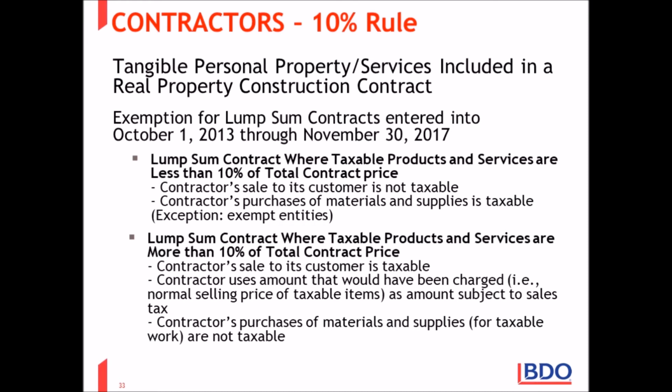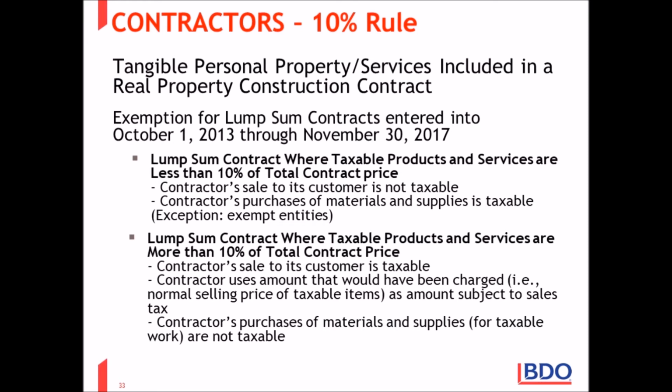Yes, it is. So back in October of 2013, Wisconsin added an exemption involving lump sum contracts that had minor amounts of personal property. As of December 1st, 2017, the law got expanded to include all construction contracts, including lump sum contracts, time and material contracts, etc. First, we wanted to discuss the time frame between October 1st, 2013 and November 30th, 2017, and the exemption that dealt with the lump sum contract.